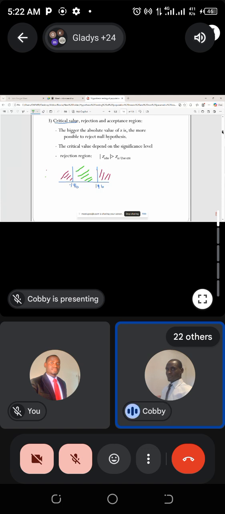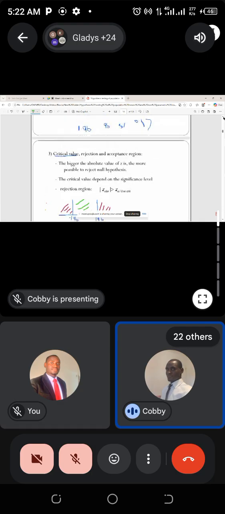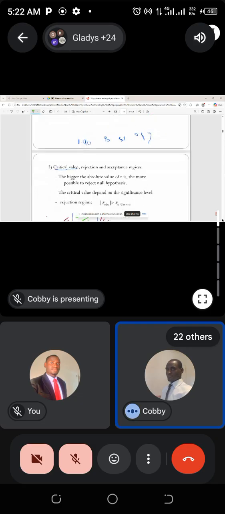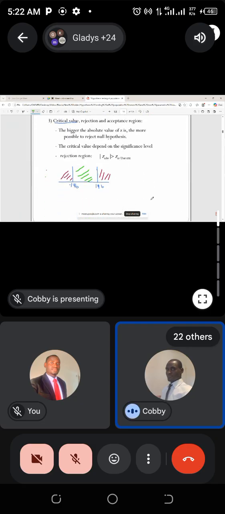In the example I've given, when you do the test statistic calculation you find 2.1. You compare with 1.96, and this shows that 2.1 is somewhere here, in the rejection region. So you are going to reject the null hypothesis, which says the population mean is equal to the hypothesized population mean. You say the population means are not the same.